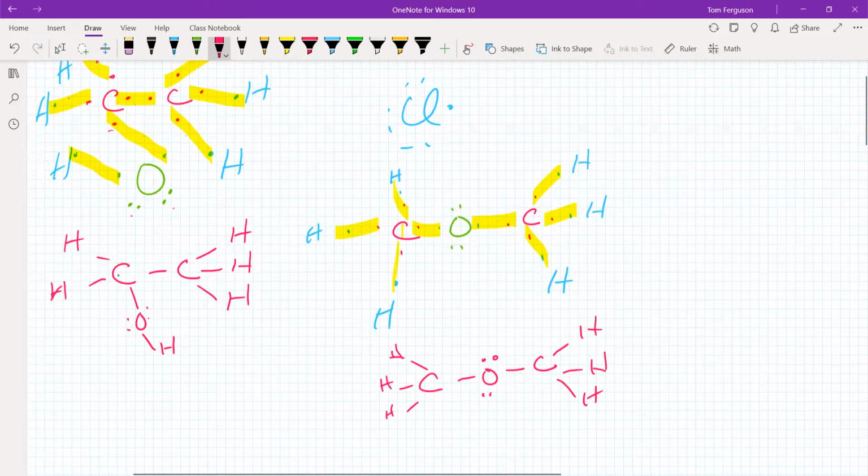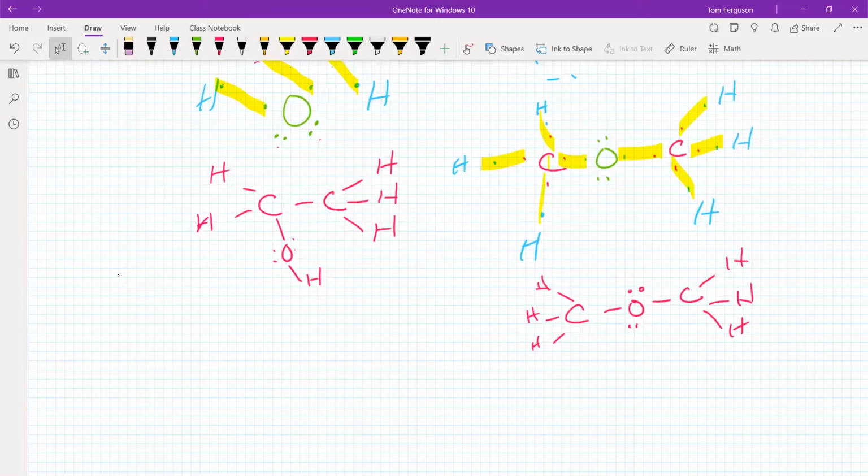Now these 2 structures are very legal as far as Lewis structures go. The problem is chemically they're very different. This is called dimethyl ether, which used to be used as an anesthesia.